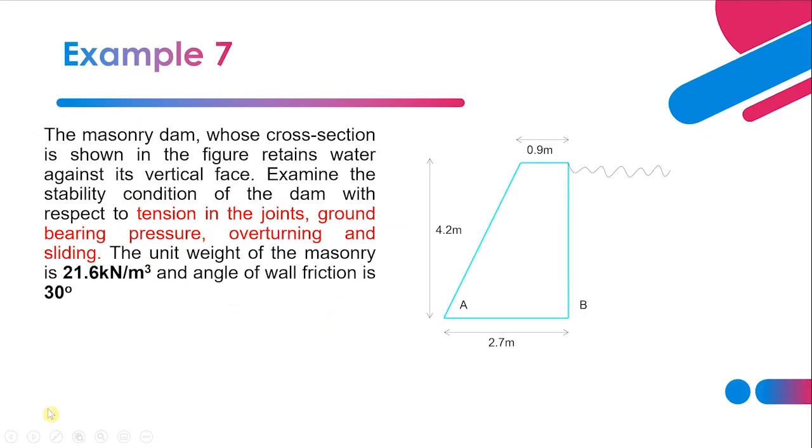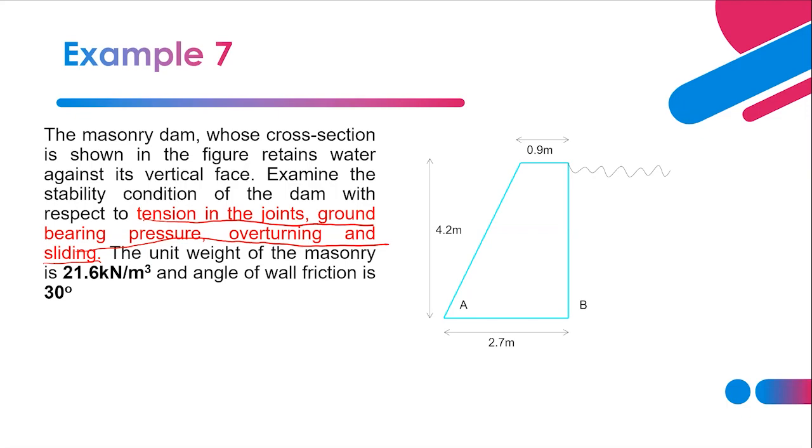Example 7, sebab last week kita sampai example 6. The masonry dam whose cross section is shown in the figure retains water against its vertical face. Examine the stability condition of the dam with respect to tension in the joints, ground bearing pressure, overturning and sliding. This question minta you check dia punya stability condition. Tapi on the certain things, it suruh tengok tension in the joints, ground bearing pressure and overturning and sliding. Tu saja ada 1, 2, 3, 4 benda dia minta.